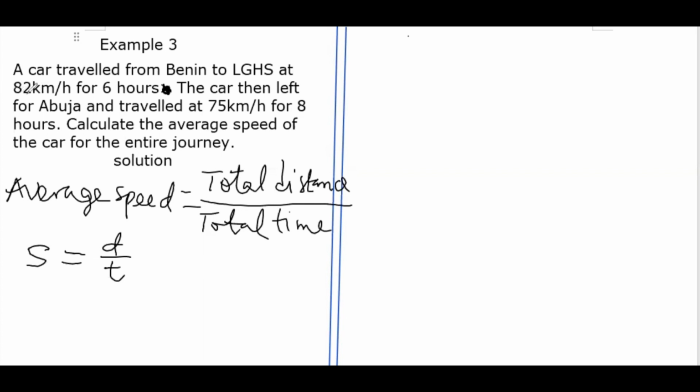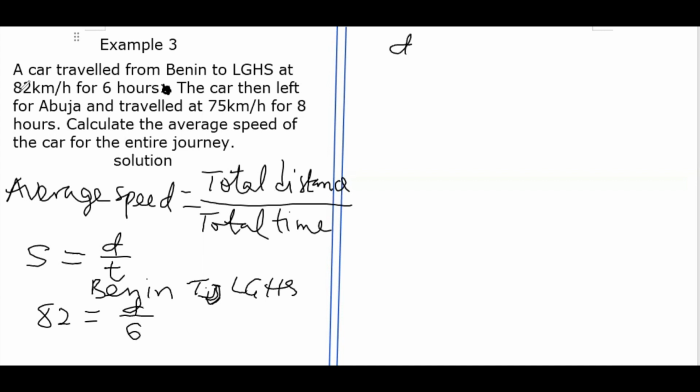Since we are given the speed of the first segment of the journey, which is Benin to IGCSE, we know that speed equals distance over time, and the speed then is 82, equals the distance between Benin and IGCSE over the time taken, 6 hours. So when you cross multiply, you get D. We can call it D1, to distinguish between the distance from Benin to IGCSE and that of IGCSE to Abuja.